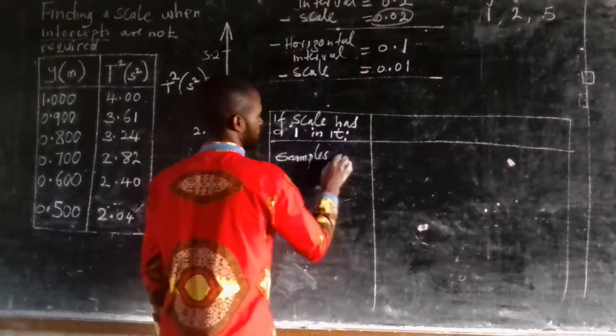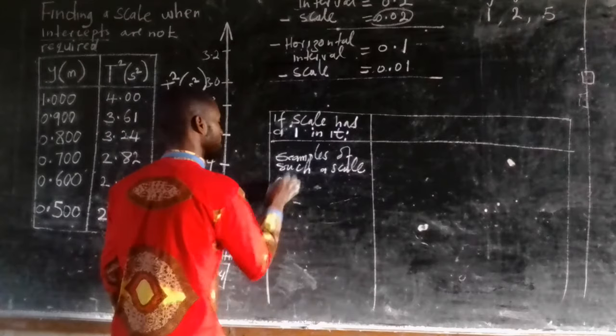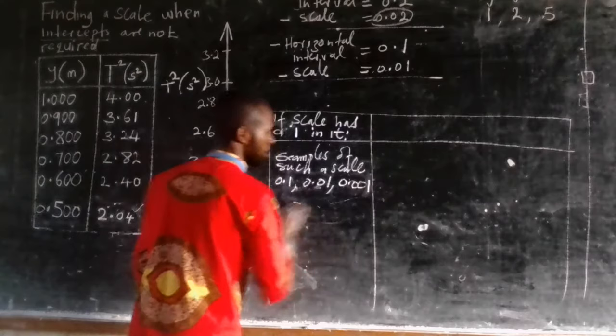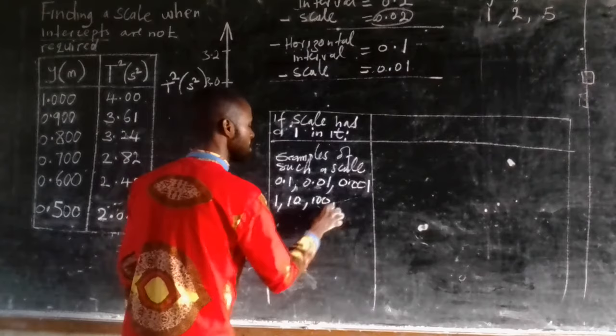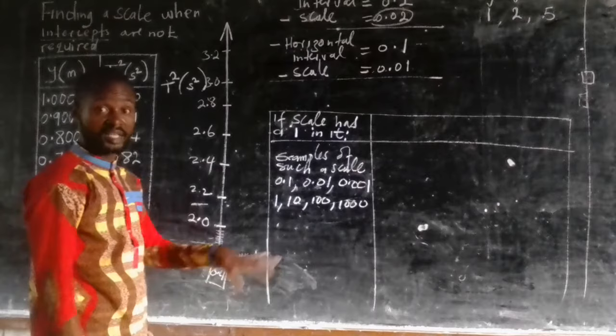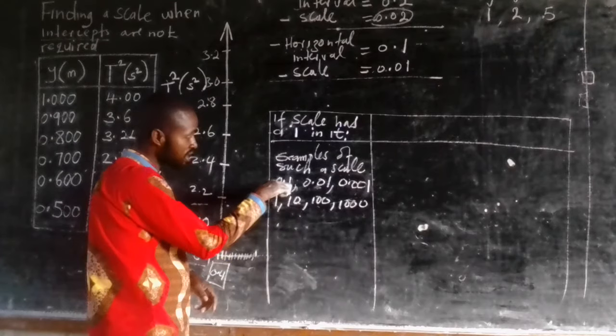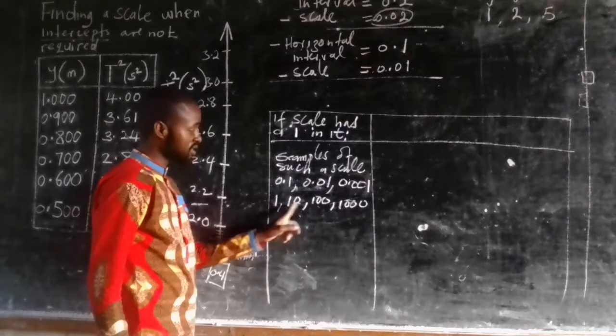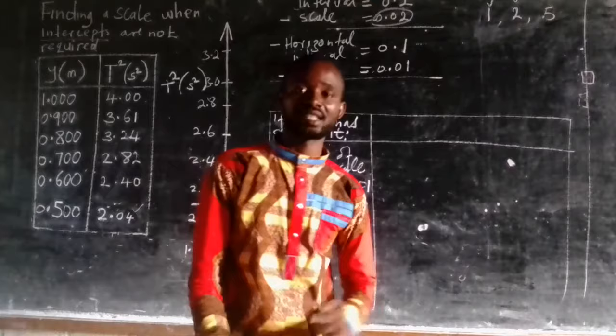Example of such a scale. You may find your scale is 0.1, or 0.01, or 0.001, or you may find it is a 1, or a 10, or 100, or 1,000. Look at this scale. It has a 1. There is a 1 in this term here, if it is your scale. As long as it has a 1 in it, what will be my starting value on my axis?